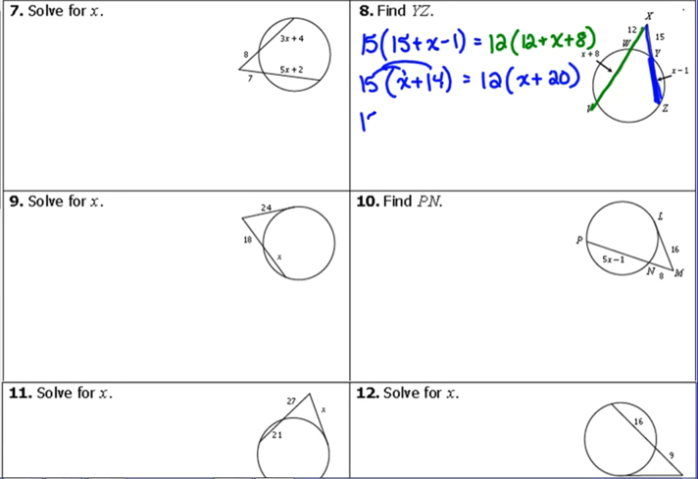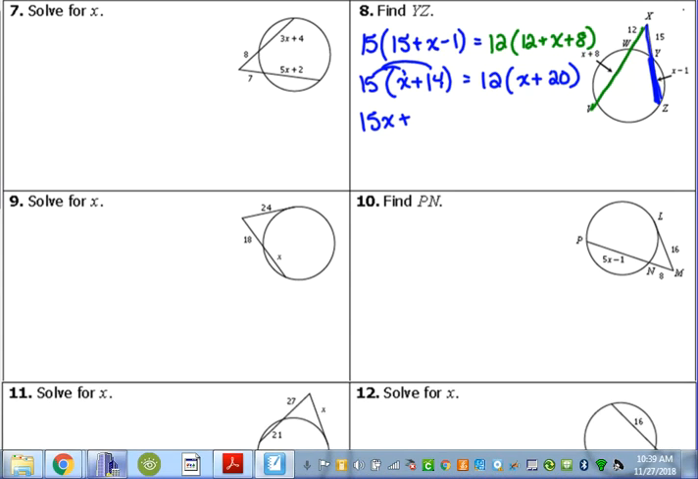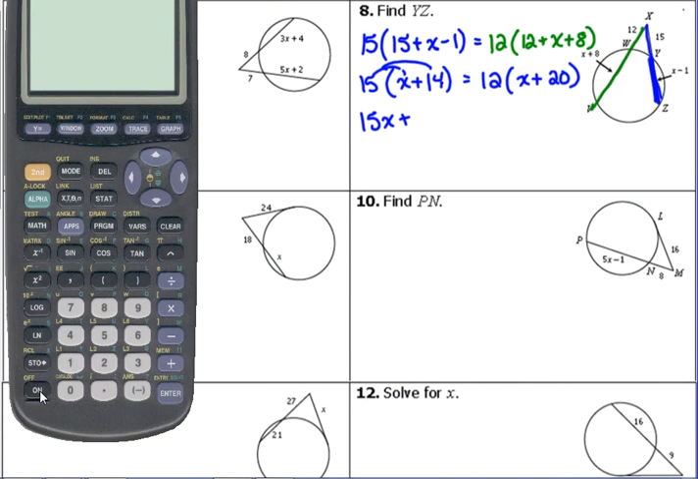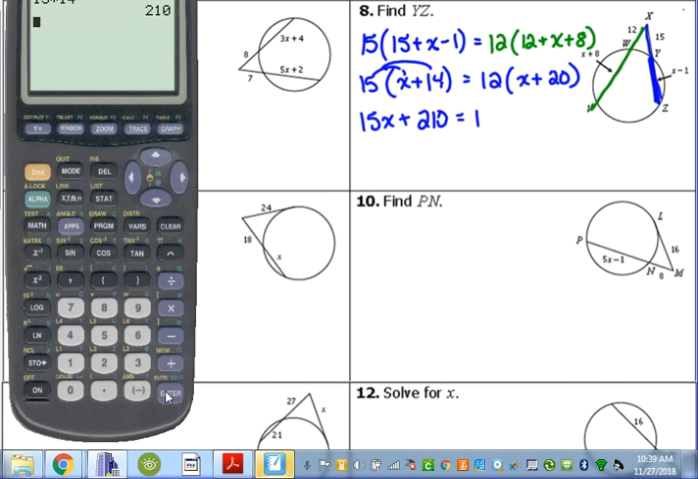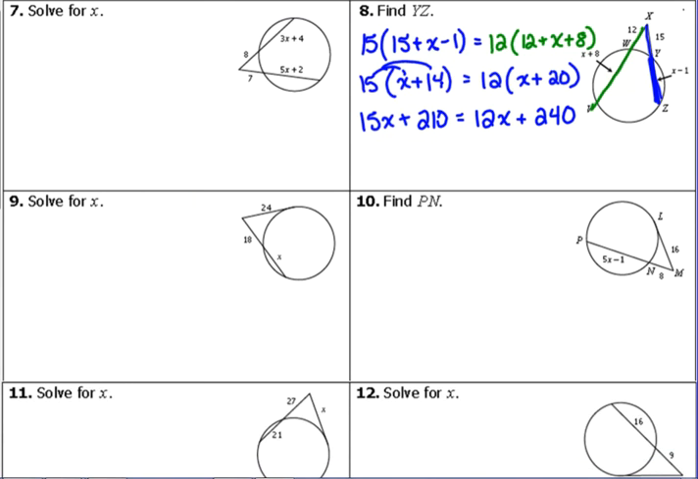Then we can distribute: 15x plus, let's see here, 15 times 14, don't want to mess it up, 210. On the right side, distribute the 12: 12x plus 240. This time we have variables on both sides, so let's move it so that we just have it on one side. Subtract the 12x first. So we have 3x plus 210 is equal to 240. Subtract the 210. 3x is equal to 30, so then x is 10.